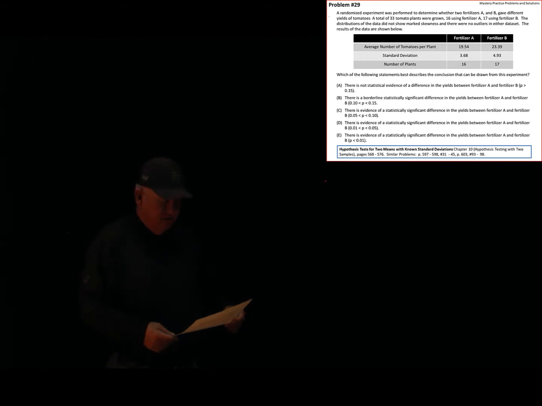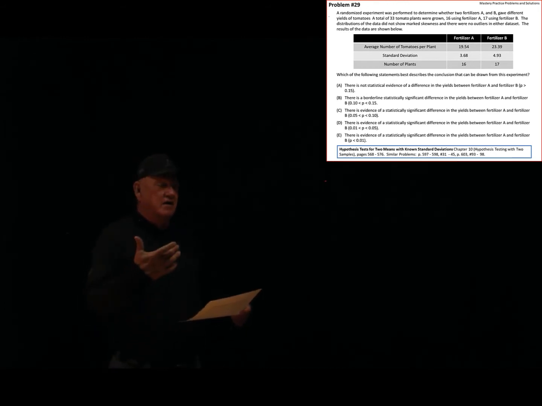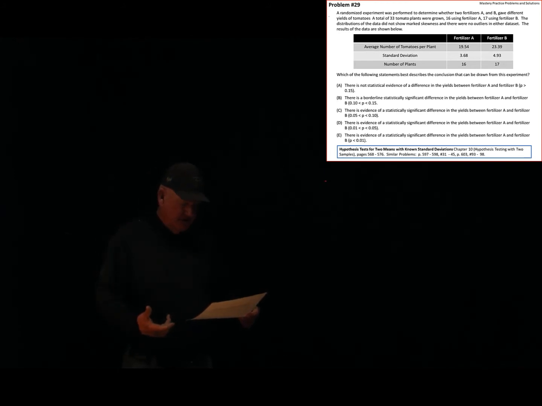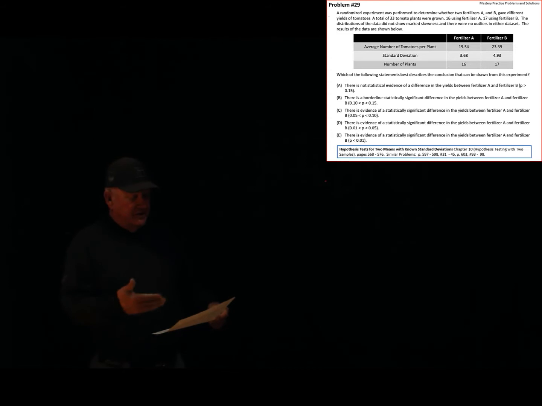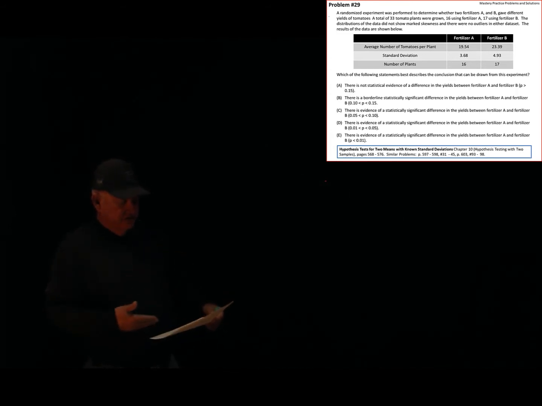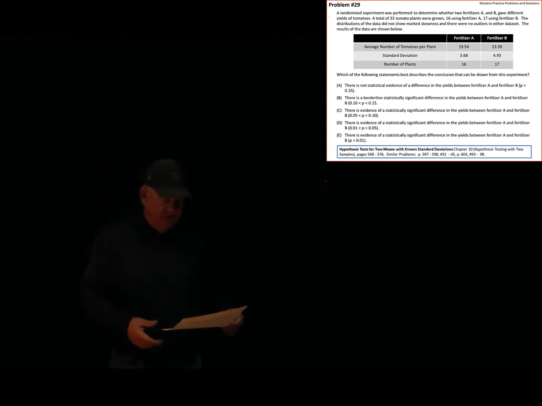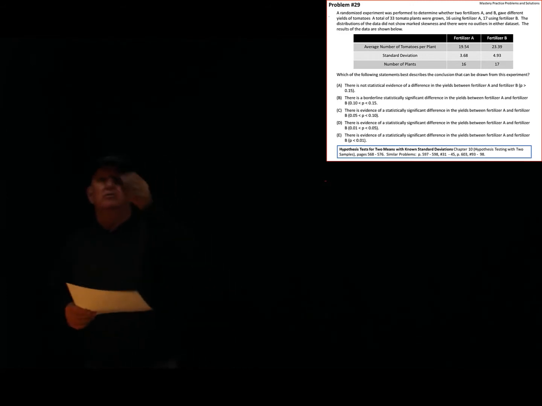Now, I got to tell you, when I first read that, I didn't see any reference to standard deviation, so I mistook that for a hypothesis test for two means with the standard deviations unknown. But if you look down at the table, not only are the average yields or mean yields given, but so are the standard deviations and so is the number of plants. So this is a hypothesis test for two means with known standard deviations. So what do we do?